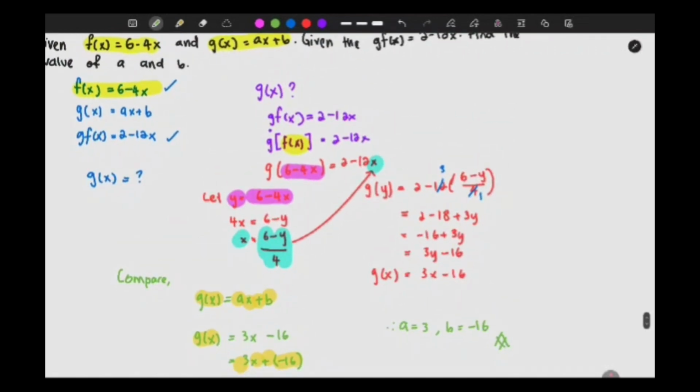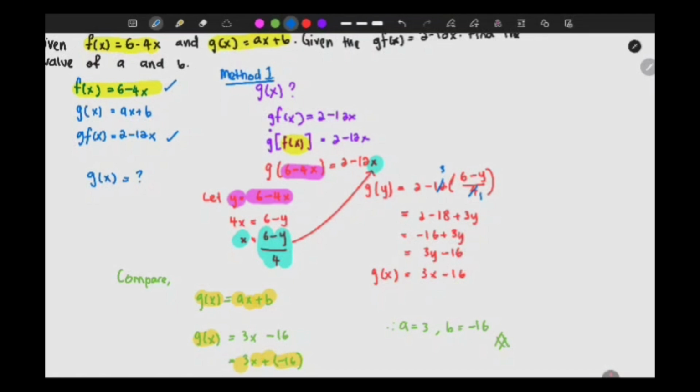So I show you two methods also. This is method 1. You find your g(x) and then you compare the g(x) and g(x). This time, method 2 is also the same thing. You have to compare. No matter which method you do, you have to compare.